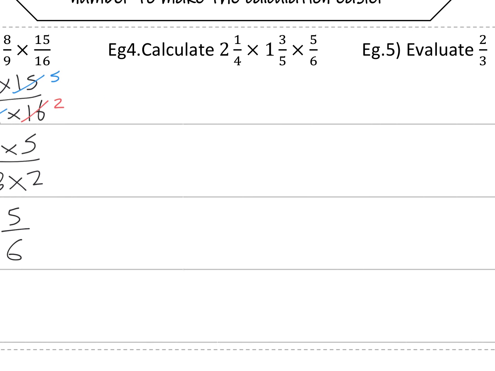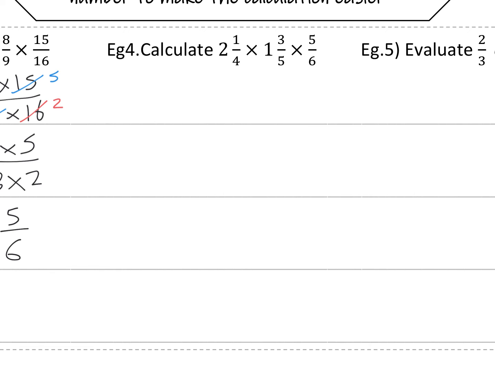Example 4. First of all, here we have some mixed numbers. So the first thing we need to do is make sure they're improper. So 2 1/4, 4 times 2 is 8, plus 1 is 9. So we have 9 quarters multiplied by 1 3/5. 5 times 1 is 5, plus 3 is 8. So 1 3/5 is the same as 8/5. And 5/6, we can leave it as it is.